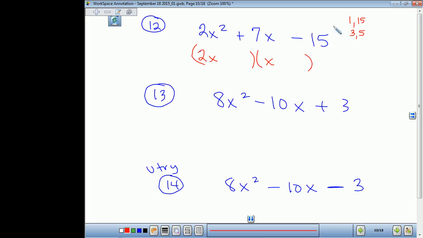So we want to multiply to get a negative 15, different signs, and add to get a positive 7. What are you thinking? 3 and 5. 3 and 5 is a good thought. Okay? Because you're very good. If we put the positive 5 here with the x and the negative 3 here, that gives me 10x minus 3x. And that gives us 7.